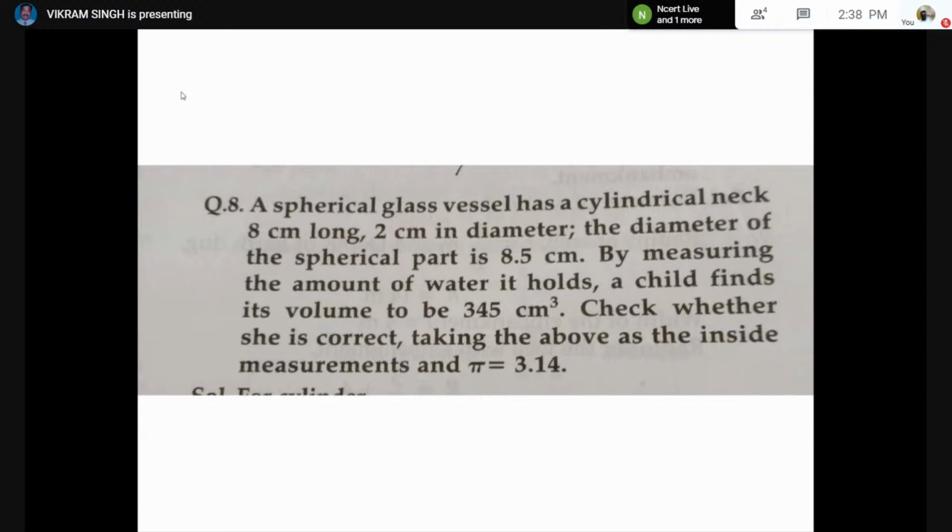So before going for the solution, I am going to read it in short. The radius is given and the height is given, and again the diameter of the spherical part is given, and the volume of this solid is also given. But we are going to check this amount of the volume, is it correct or not, which was calculated by a student. After being calculated, the value of pi is used as 3.14.